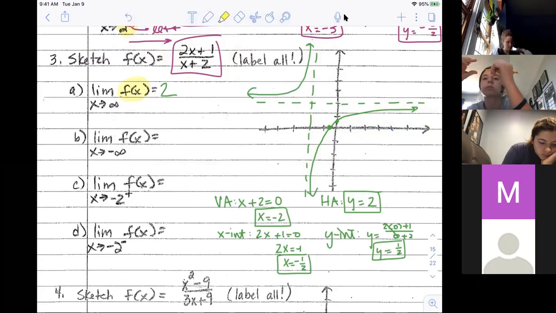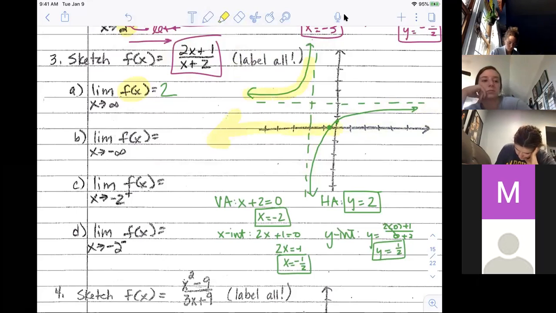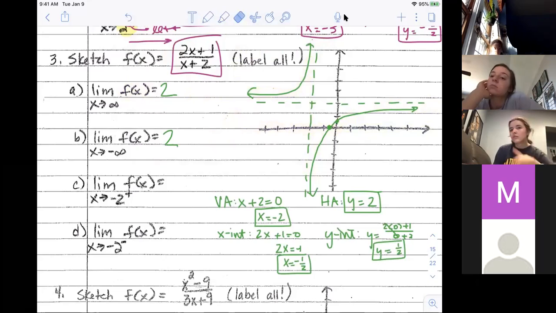Same idea on the other side. Now we're going to negative infinity. So we're going as far to the left as we can go. And it looks like my graph is also approaching the asymptote. Again, we'll never touch, but it gets closer and closer to 2. We okay with that?